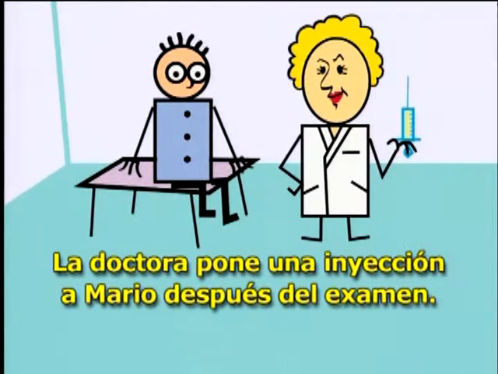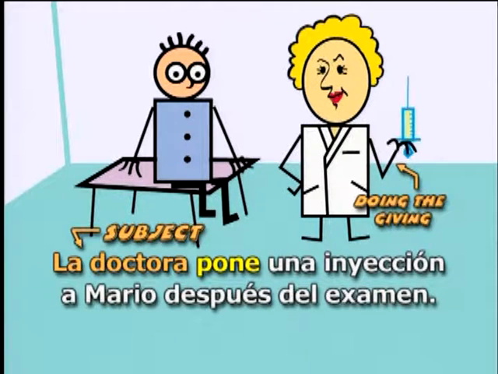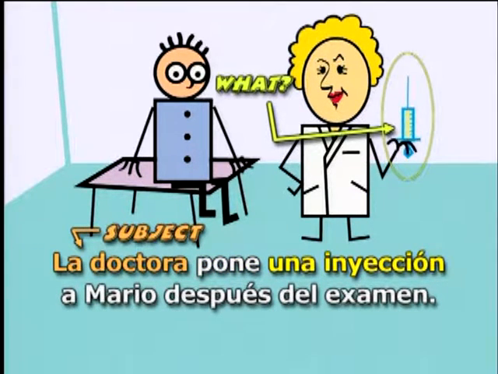Why do you have to learn all this? As we said earlier, subjects, direct objects, indirect objects, and objects of the preposition work the same way in Spanish as they do in English. Check out the sentence. La doctora pone una inyección a Mario después del examen, which means the doctor gives a shot to Mario after the examination. We can see that our verb is pone, a conjugated form of the verb poner. So we can say that la doctora is the subject since she's the one doing the giving. What's being given? Una inyección. So it must be our direct object.